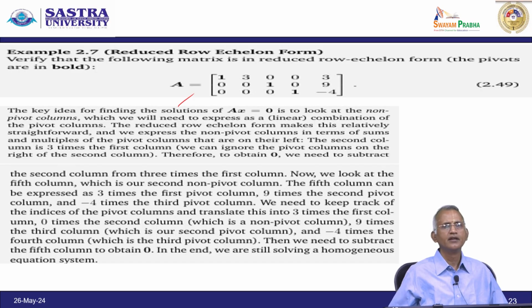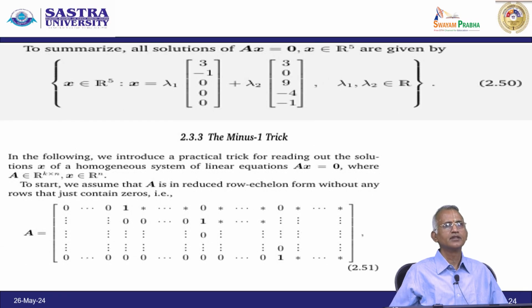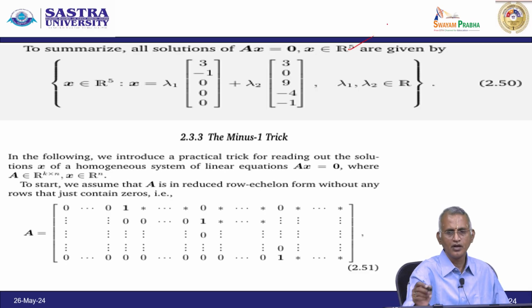In the end, we are still solving the homogeneous equation system. So, to summarize, all the solutions of Ax equal to 0, where x belongs to R to the power 5, are given by x in the following form. x can be expressed as lambda 1 times (3, minus 1, 0, 0, 0) plus lambda 2 times (3, 0, 9, minus 4, minus 1), where lambda 1 and lambda 2 belong to R. Now, we will go to the minus 1 trick.